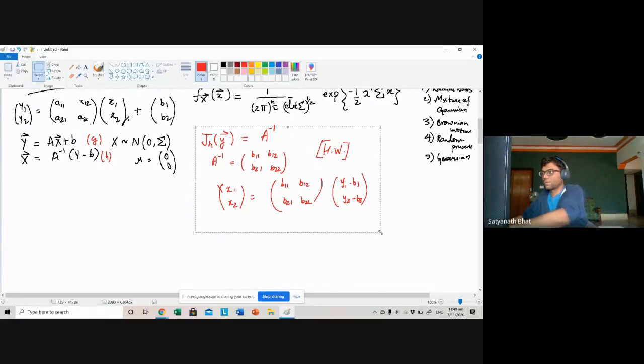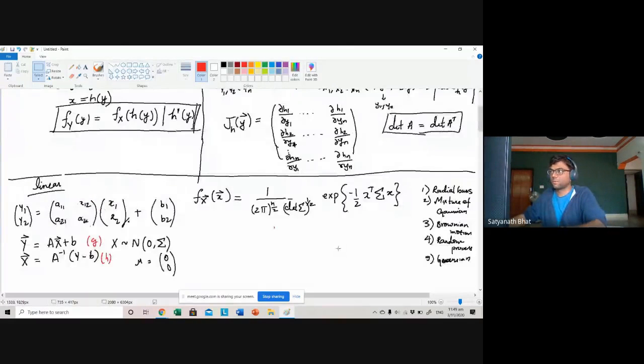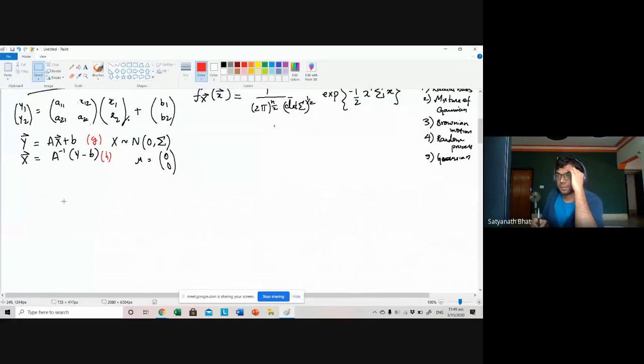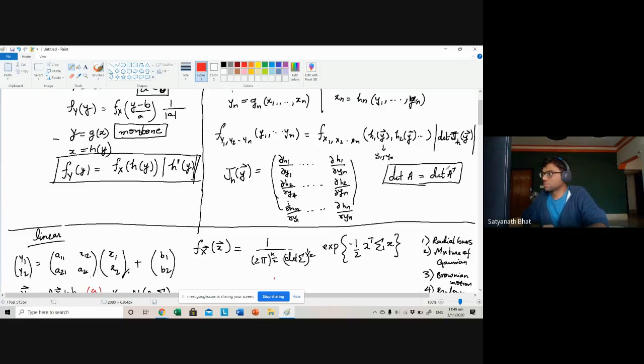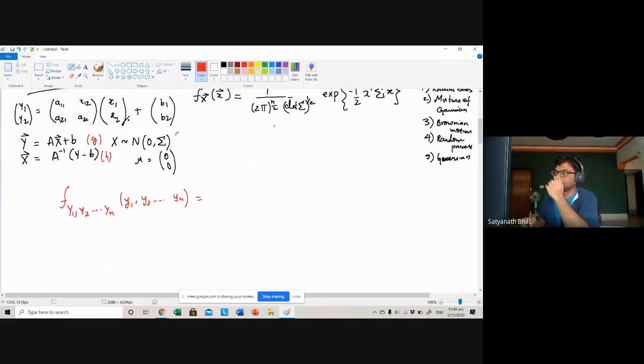So let me just clear this off, so we know what this is. Now we are ready to apply the formula. So let's do that. F of y1, y2, ..., yn is the determinant of this one, right? So the Jacobian determinant. So basically that will be here.